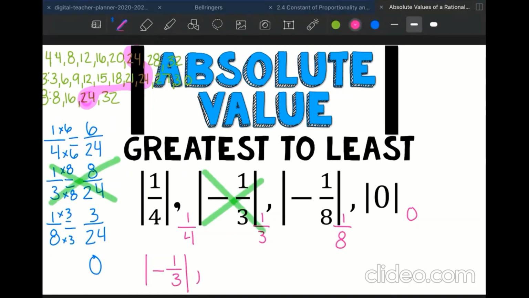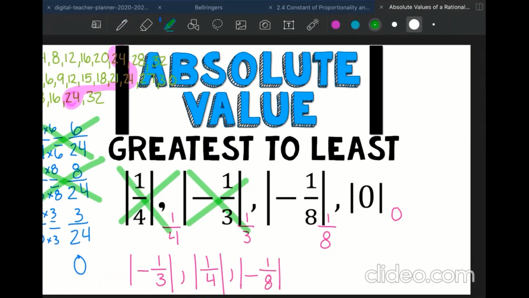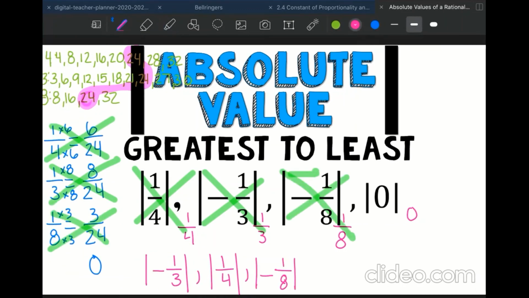Okay, what is my second largest value? Second, Carson. Good, the absolute value of 1/4. What is my next largest value, Emily? The absolute value of negative 1/8. And finally, you know what? This is just so easy. How about we all just say it together? What is my smallest number? 0. And that is my final answer. That is it. That's all I'm doing.